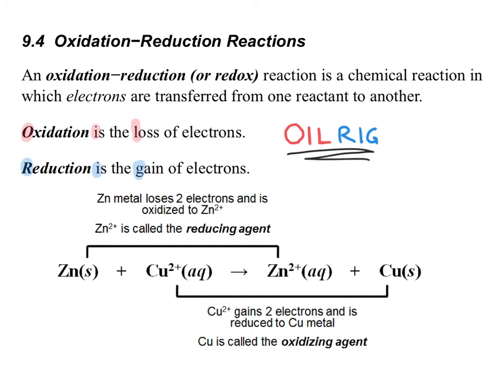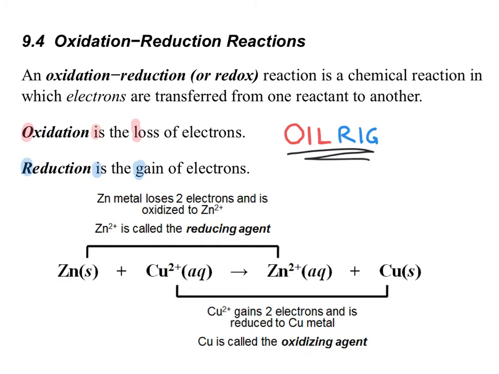Oxidation is the loss of electrons, and reduction is the gain of electrons. This is often remembered as OIL RIG: oxidation is loss, reduction is gain. What do we mean by this? Well, let's take this reaction here. We have zinc metal reacting with copper ions to form zinc ions and copper metal.